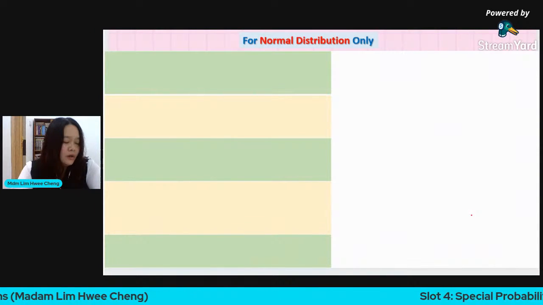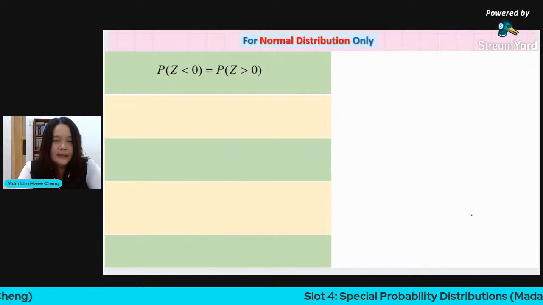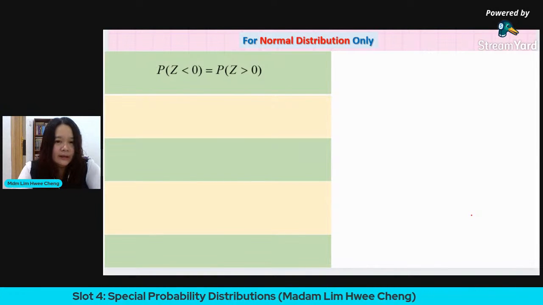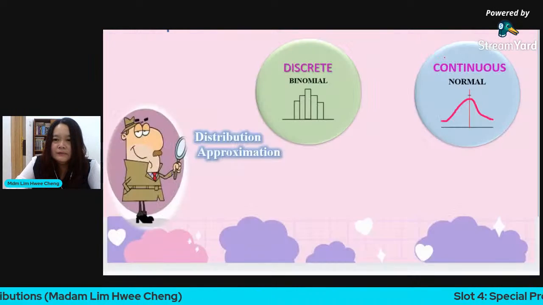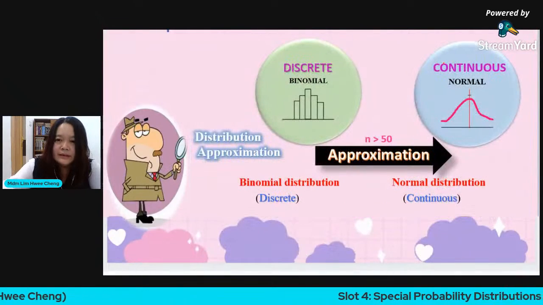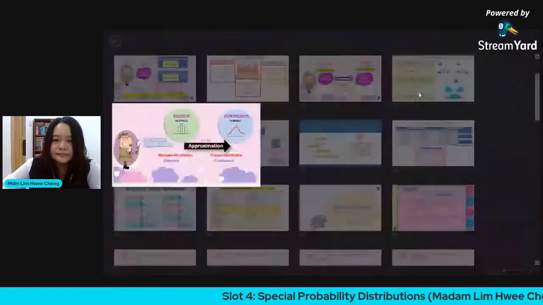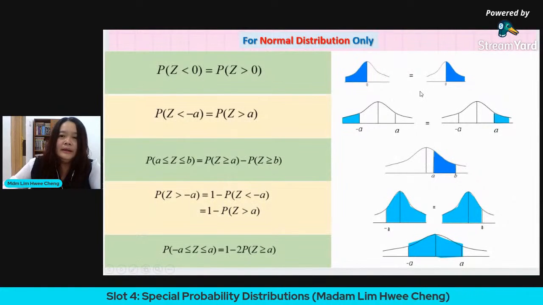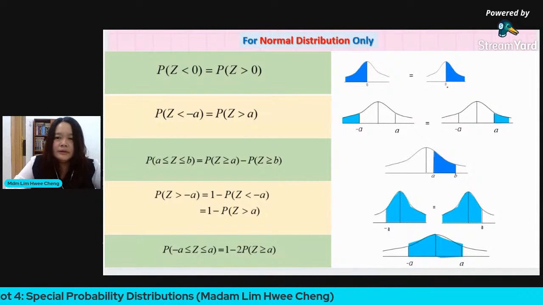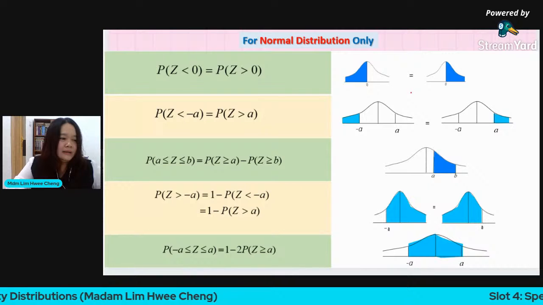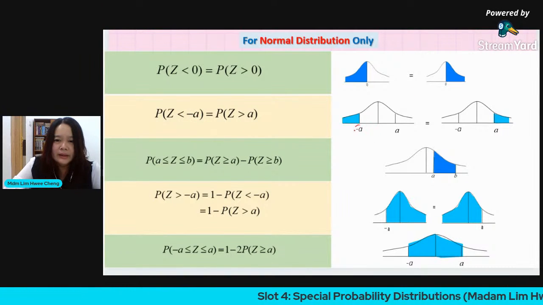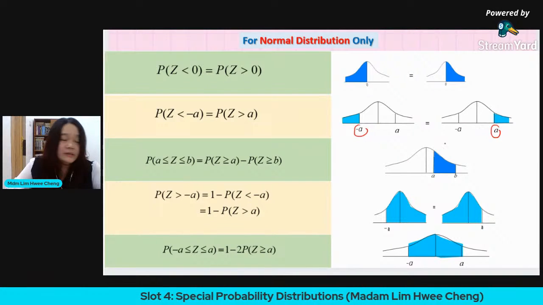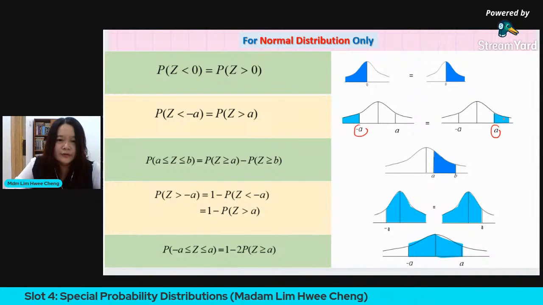So we always use the concept of reflection. For example, the probability of z less than -a is equivalent to the probability z is greater than a, because your table only gives you the value of this side only. The value of greater than a on this side is equivalent to the probability less than -a on this side. The region is the same, so the probability is the same.